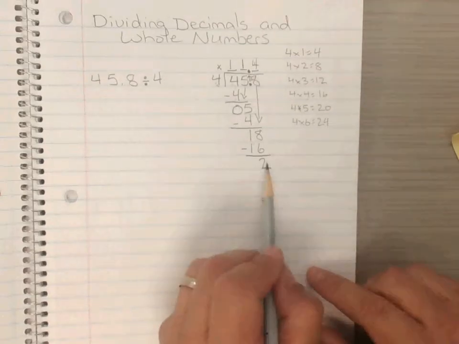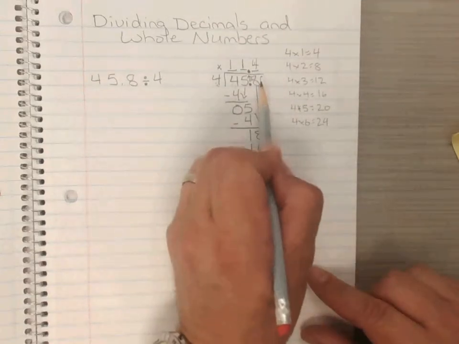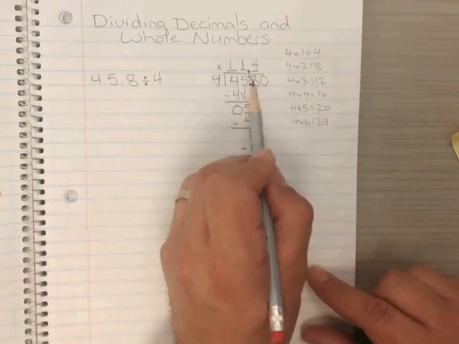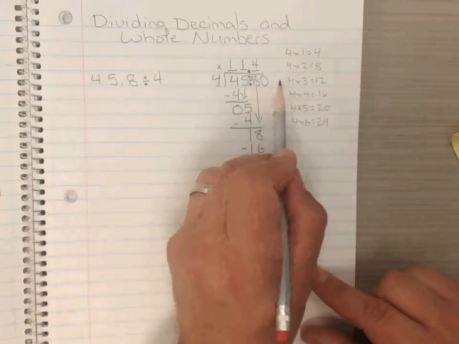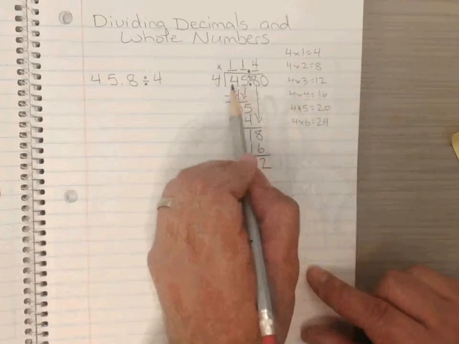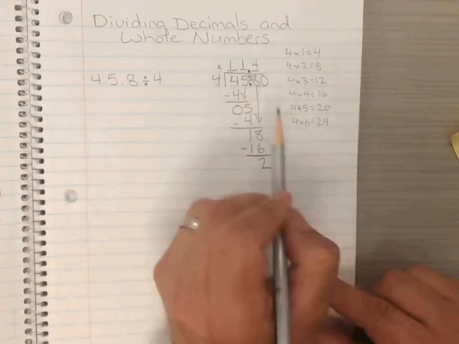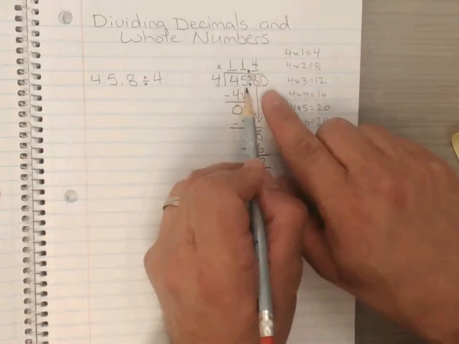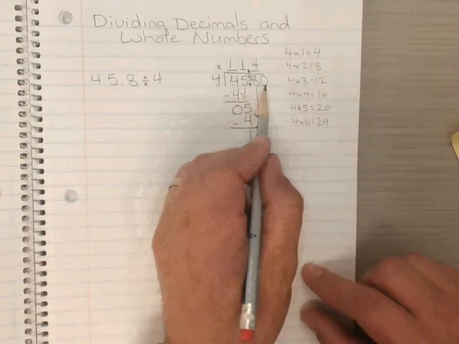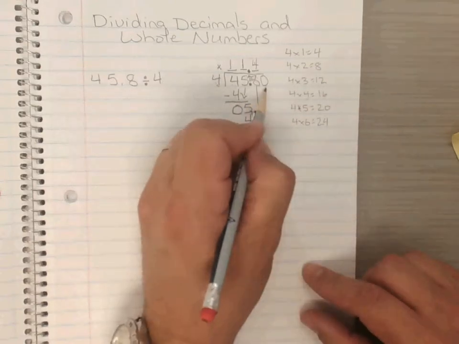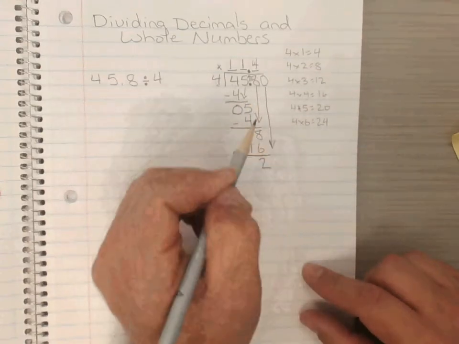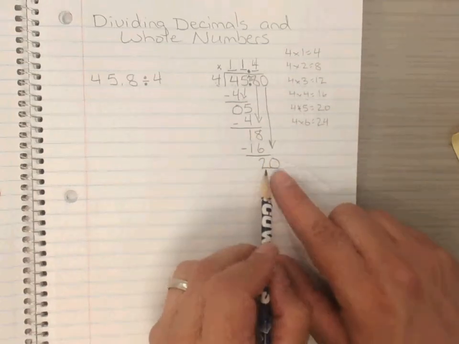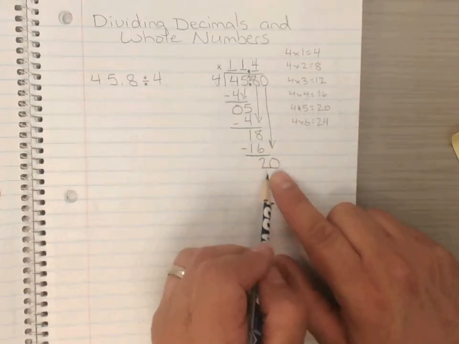So what I'm allowed to do is add a 0 after the decimal. Here's my decimal, and all these numbers after it, I can add zeros as long as I would like, and it's not going to change my number. So 45 and 8/10 is the same as 45 and 80/100. So I add my 0, and then I bring it straight down. Now that gives me 20. Now I can continue working my division problem.